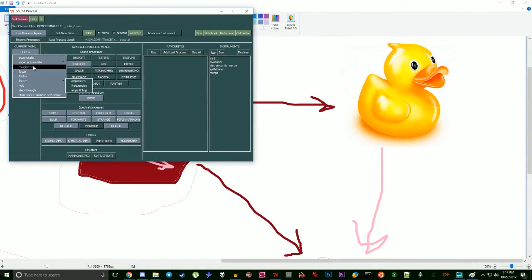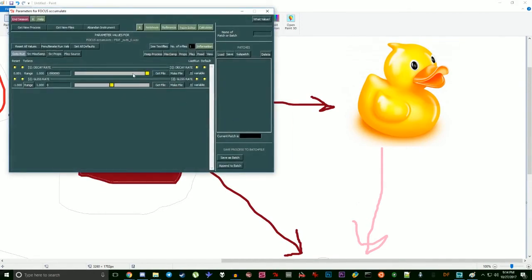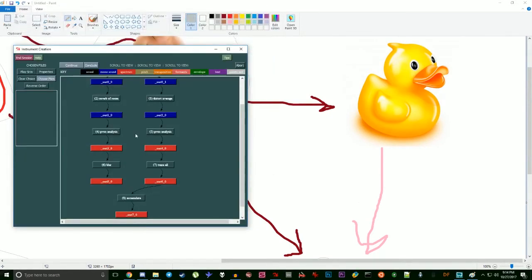Sorry. Use super accumulate the what? Yep, that's actually what I wanted to do. I just remembered. Sorry, I was having a hard time remembering. Okay, so that's the ducky.